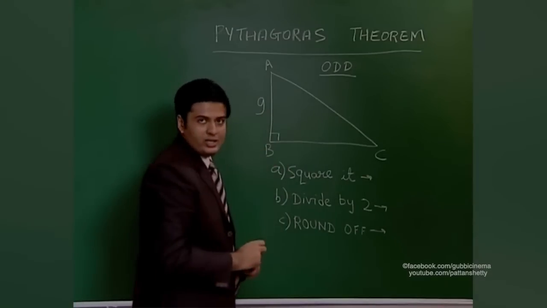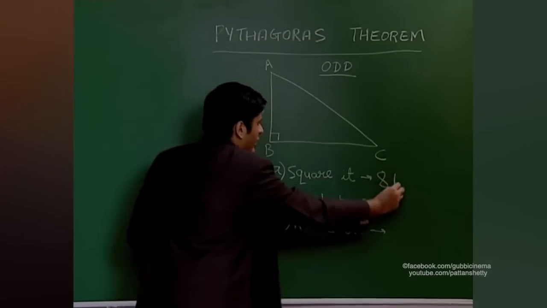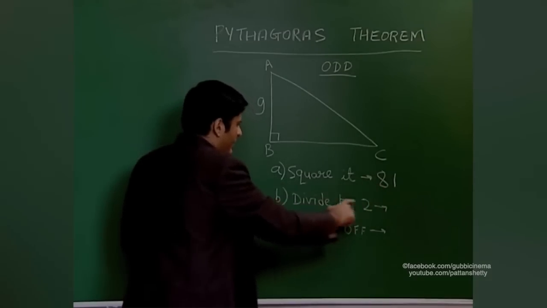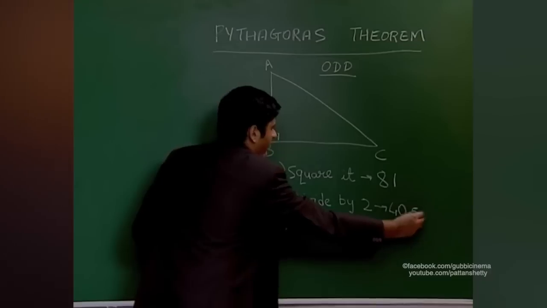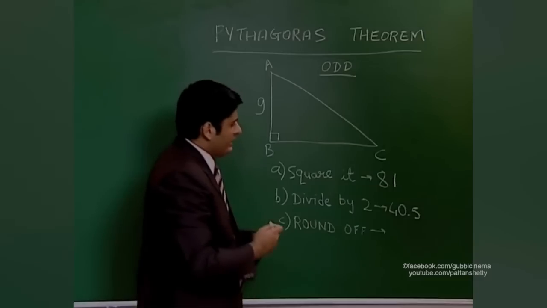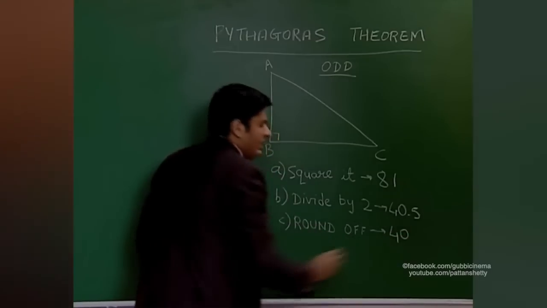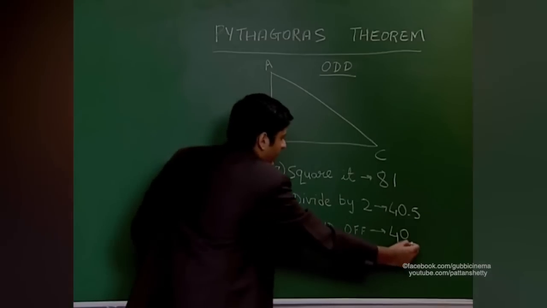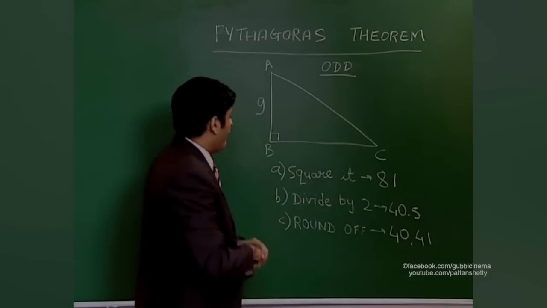I have been given 9 units. When I square 9, 9 times 9 is 81. When I divide this number by 2, 81 divided by 2 gives me 40.5. And when I round off 40.5, I have two options. Either I can remove the decimal part and take the integer as 40, or I can add 0.5 to 40.5 and make it a round number 41. So either I can have 40 or I can have 41.